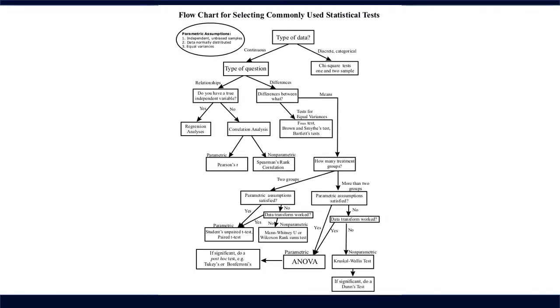Now, the way that most people have historically and to this day teach statistics is captured in this little flowchart here. We've got this schematic where it starts off with whatever type of data you're dealing with. Are your data continuous or are they discrete? If your data are continuous, then are you exploring relationships or differences? Do you have a true independent variable, yes or no? And you work through this flowchart until you result in a statistical test, like regression analysis, or Pearson's R correlation, or ANOVA, something like that.